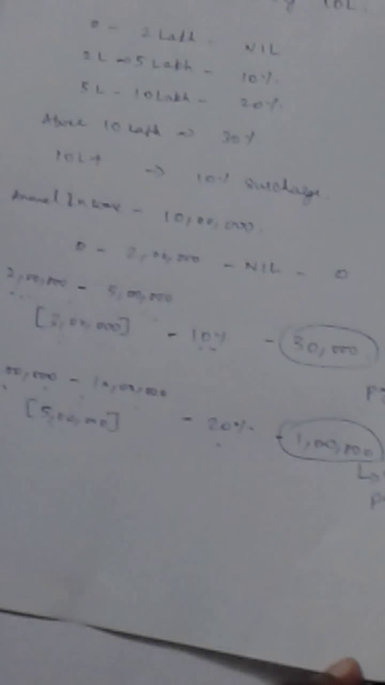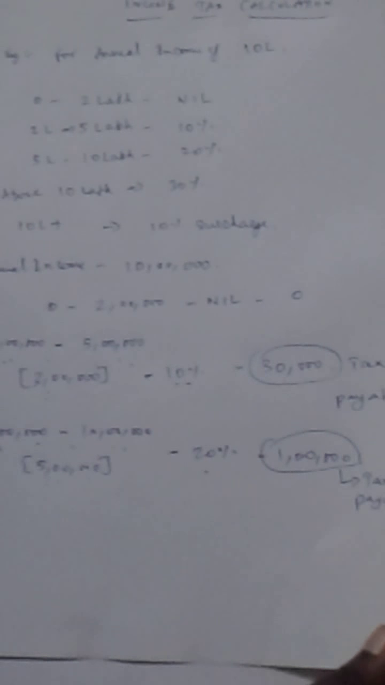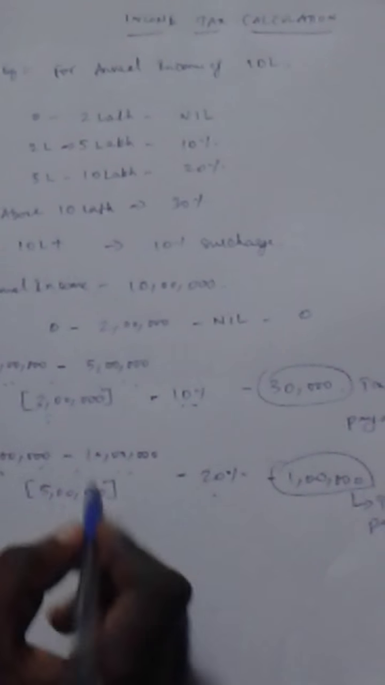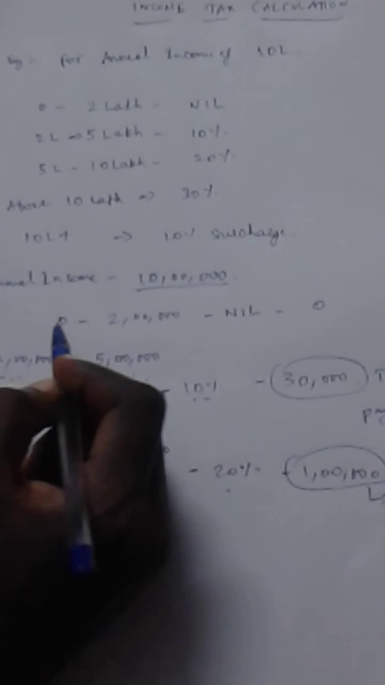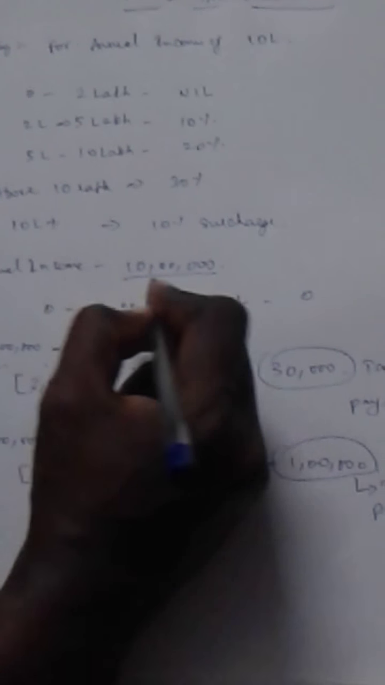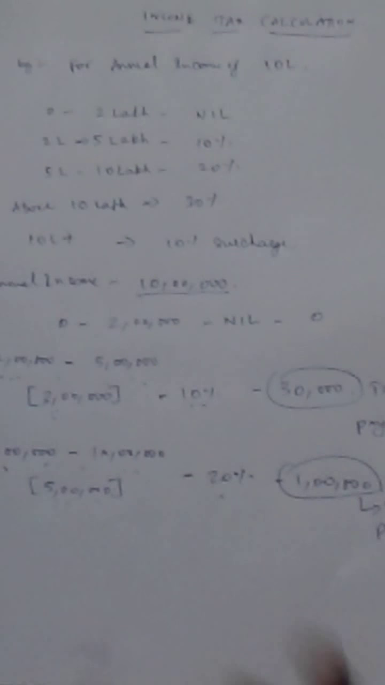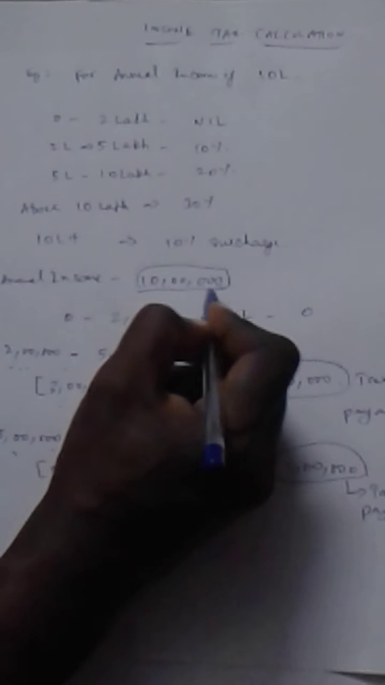There will be an additional charge on education, 2%. So we need to add all of this together. This is the calculation for an annual income of 10 lakh. I have already told you this is the income tax calculation for the annual income of 10 lakh. For this calculation we need to take all these criteria.